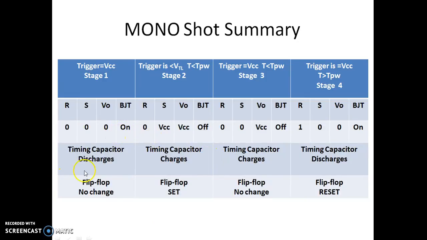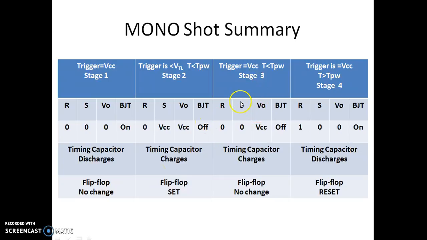So BJT is on. For timing capacitor we keep on discharging. Suppose the trigger voltage goes below VTL, then set will become high. The reset is 0. Now output will become VCC. Once output becomes VCC, BJT turns off. The capacitor now starts charging towards VCC.